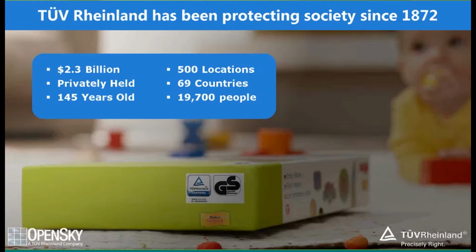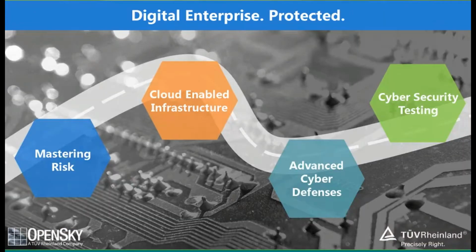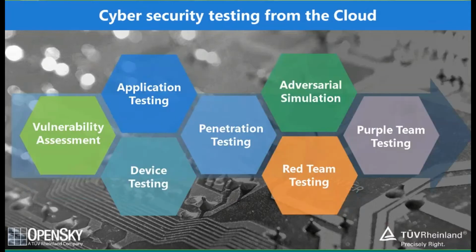TÜV Rheinland was founded 145 years ago as an organization that inspected steam boilers in Germany. Today, TÜV Rheinland is a $2 billion global organization that has over 500 locations in 69 countries and is a global leader in independent testing, inspection, and certification. OpenSky is part of the TÜV Rheinland group, and we help organizations master their risks, migrate to the cloud, build cyber defenses, and perform cybersecurity testing.